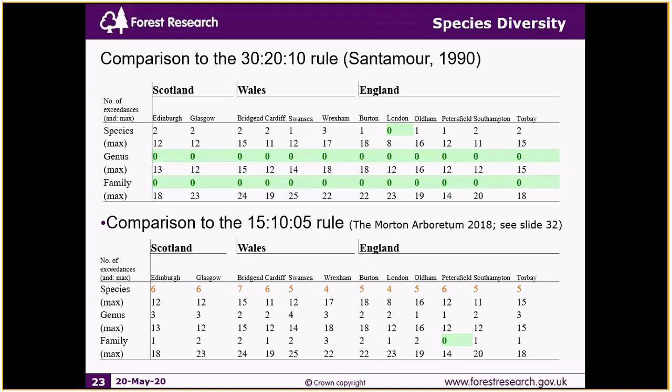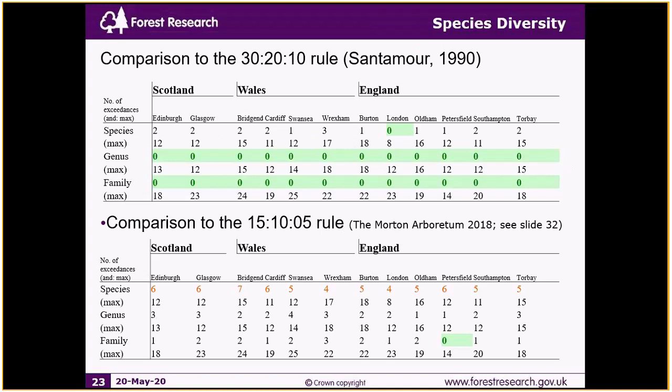And actually, for the second row, the maximum row, you can see that for Edinburgh, for example, there were 2 species that exceeded the 10% rule. They were actually at 12%. And in Burton, 1 species actually maxed out at 18% of the total population. So you can see this is really diverging from the target of 10%. Interestingly, for all locations, they met the standard for genus and family level population.